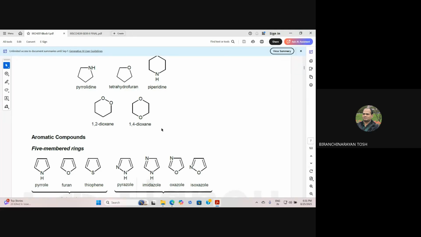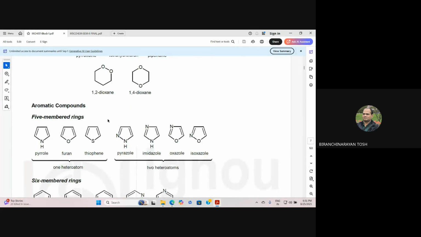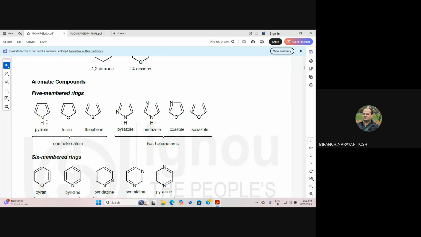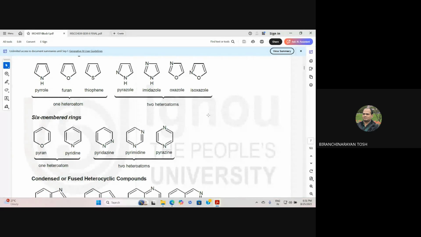If they are aromatic, that means unsaturation will be there. So for 5-membered rings containing unsaturation and nitrogen as the heteroatom, it is pyrrole. If oxygen, furan. If sulfur, it is thiophene. These three you know from your higher secondary or +2 when you are naming organic compounds. If 2 nitrogen at 1,2 position, then it is pyrazole. If at 1,3 position, 2 nitrogen, imidazole. 1 nitrogen and 1 oxygen, oxazole. In 1,3 position; if it is 1,2, then isoxazole. Okay, we have to remember this.